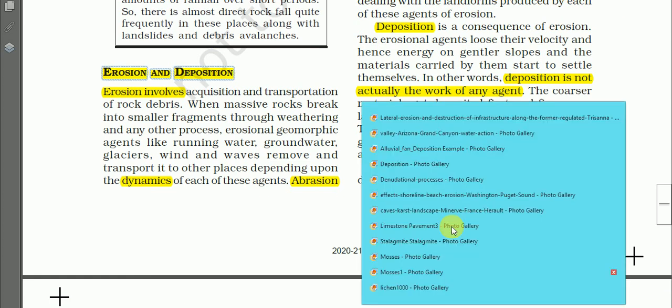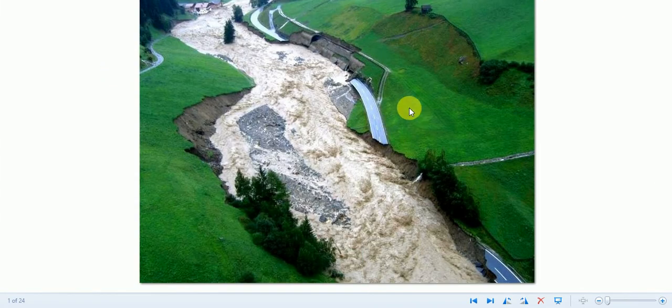Then we have another photograph showing erosion. We call it lateral erosion or side erosion, made by running water, that is, a river. See here, the sides are eroded by the running water, that is, the river.